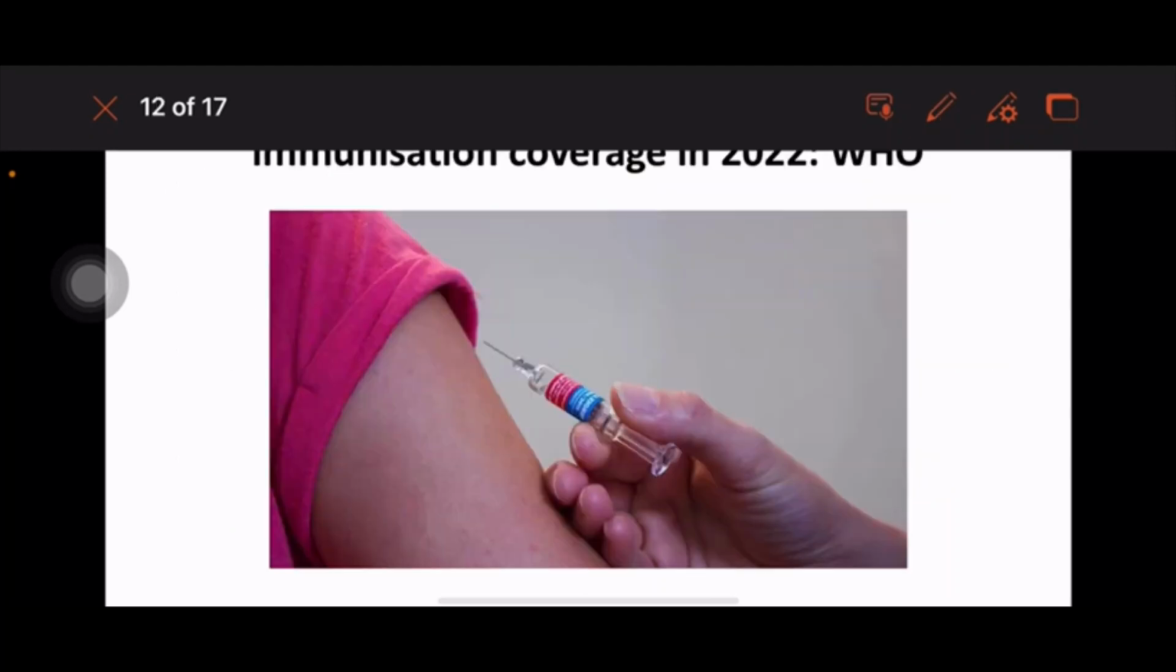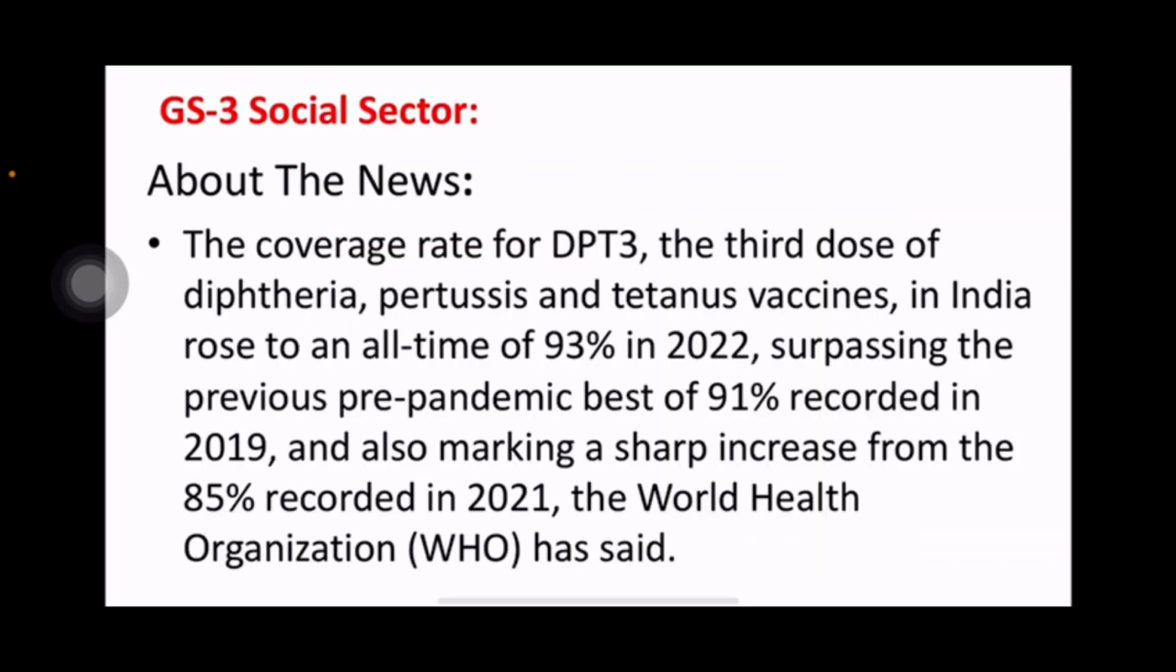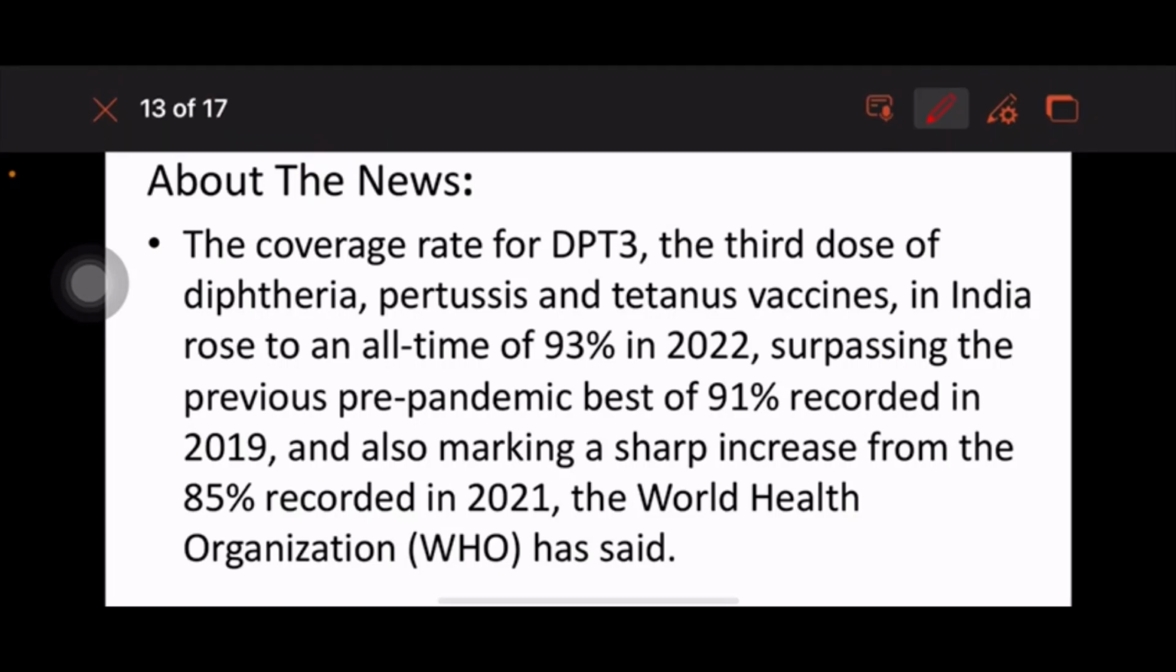India reports a record 93% DPT-3 immunization cover in 2022, said by WHO. The coverage rate of DPT-3, which is the third dose of the diphtheria, pertussis and tetanus vaccine, has risen to an all-time high of 93%. Previously, in the pre-pandemic period, it was 91%. This was said by WHO.